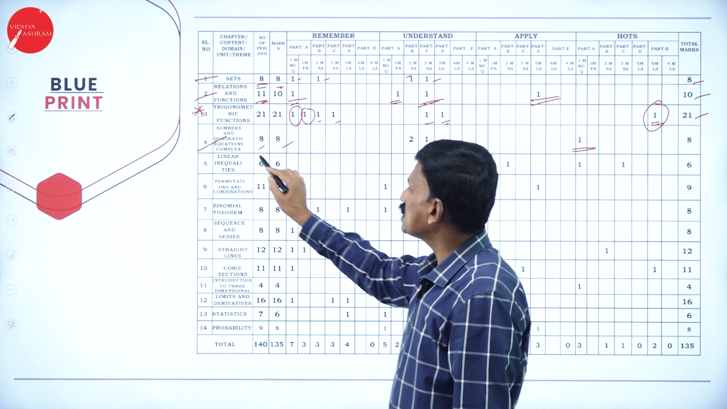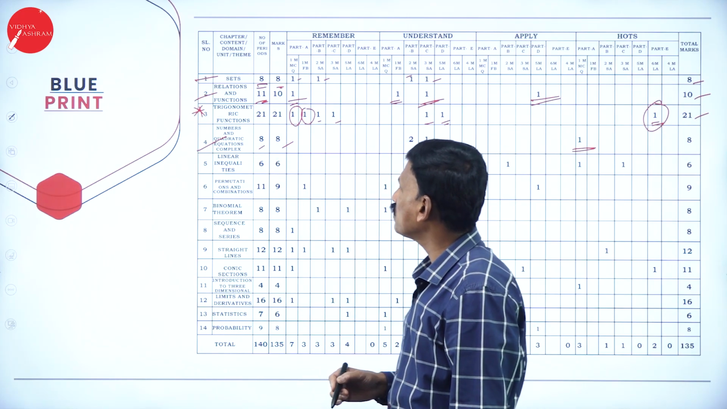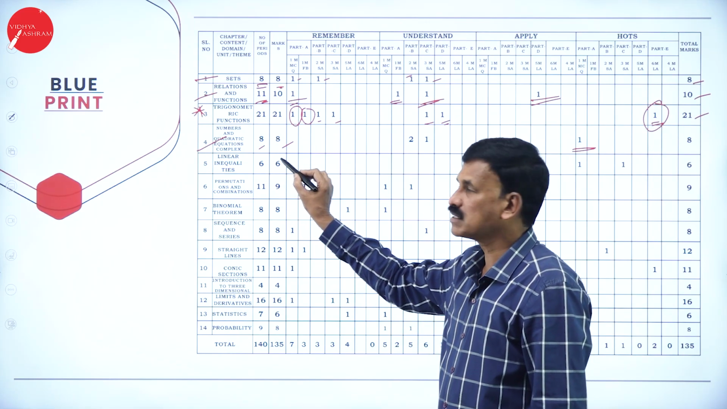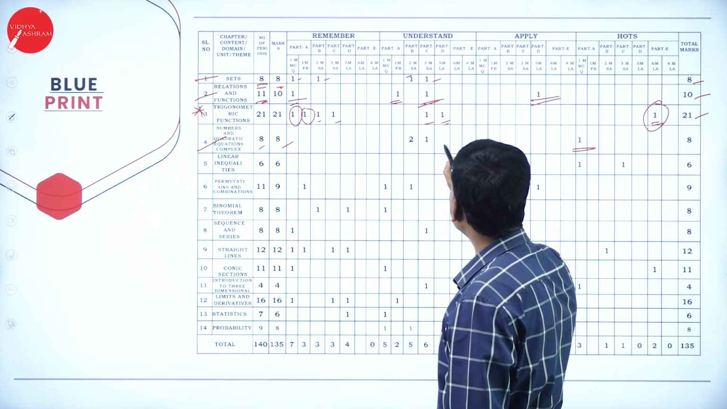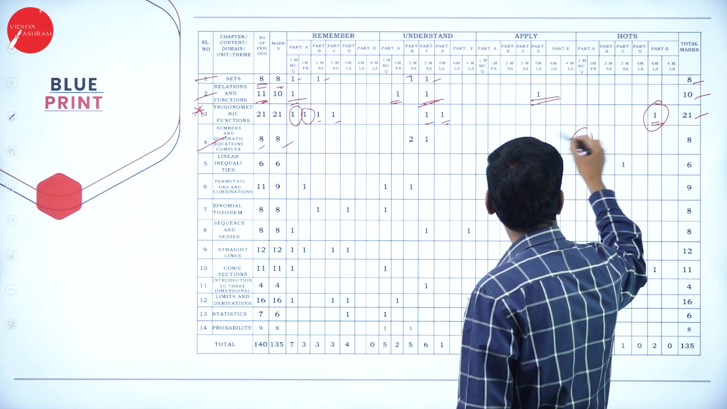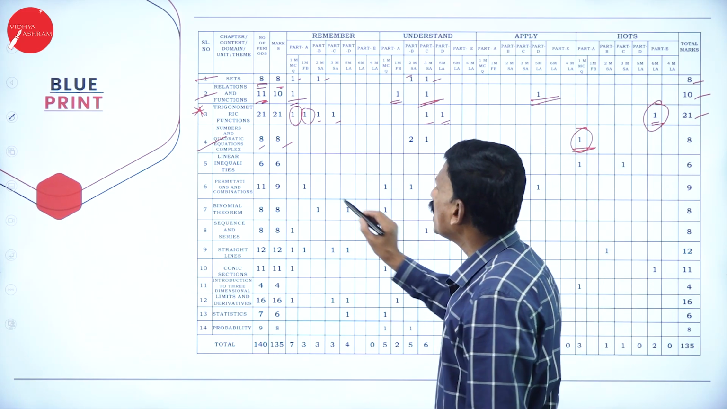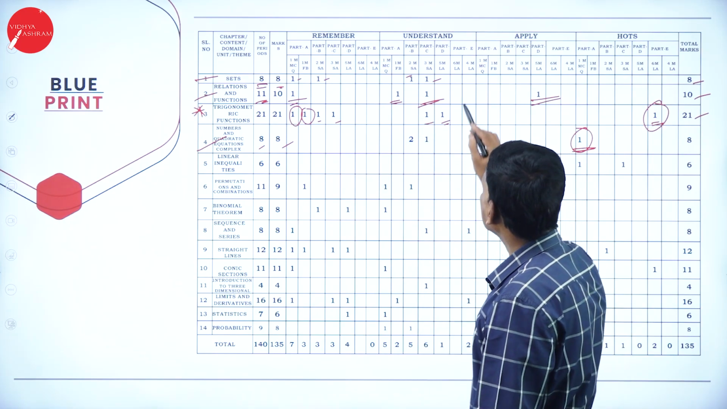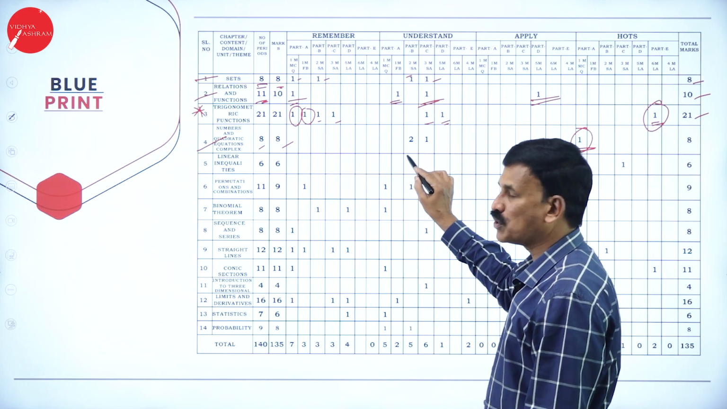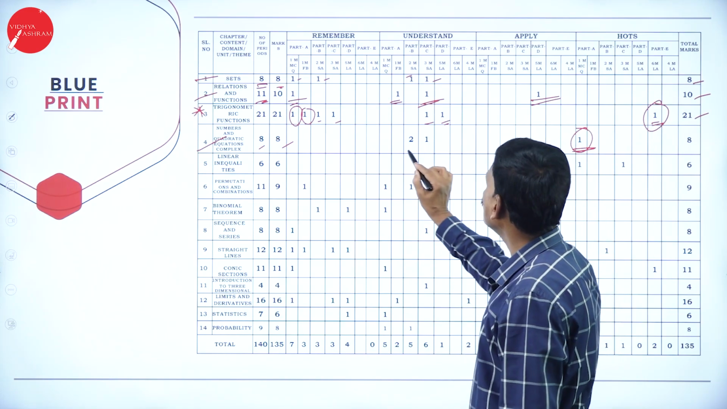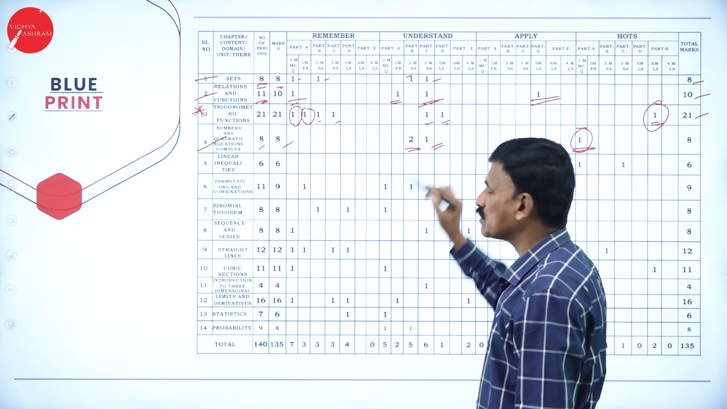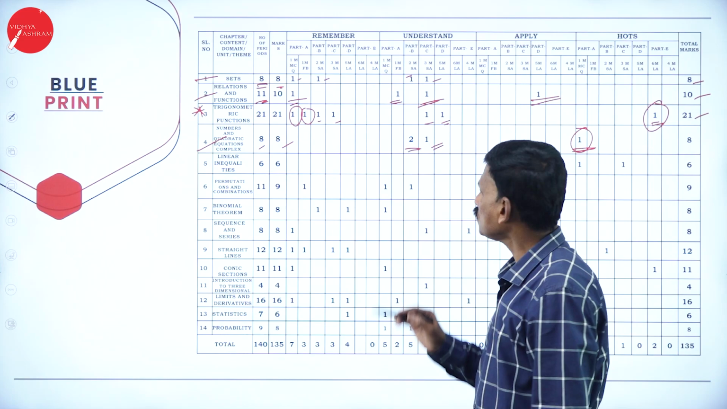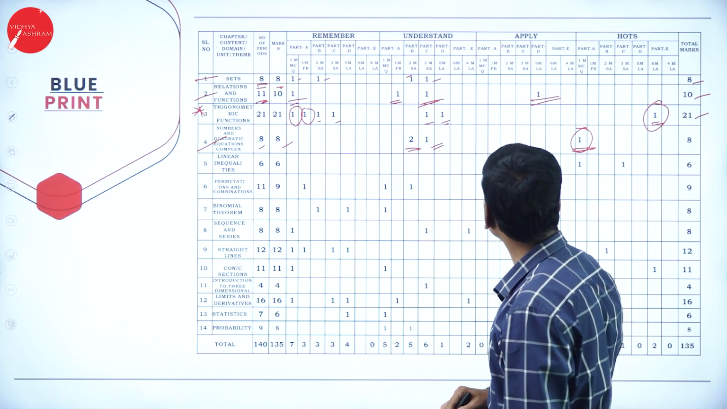Right. Now move on to the next chapter, that is complex numbers and quadratic equations. The number of teaching hours is 8 and the weightage is also 8 marks. So we will get only one MCQ question, that is in remembrance, and 2 marks 2 questions, and one 3 marks question. 2 into 2, 4 plus 3, 7 plus 1 is 8. In complex numbers, no 4 marks and no 5 marks questions. 2 marks, 3 marks and one MCQ question.